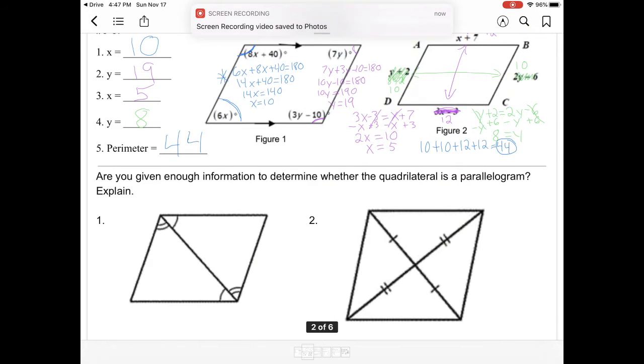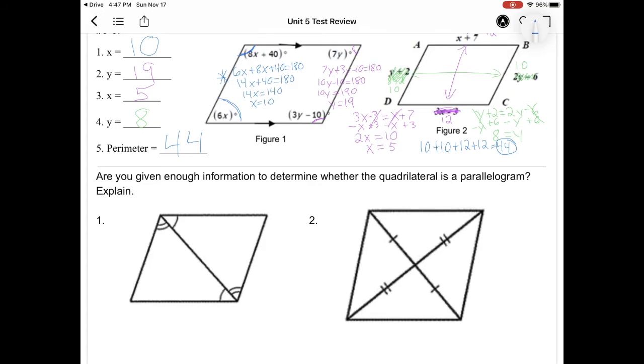Hey guys, so in this video I am finishing our test review that you received Friday for Unit 5's test, that is tomorrow. So in this section we are given two figures and we are asked whether we can determine if it's a parallelogram or not.